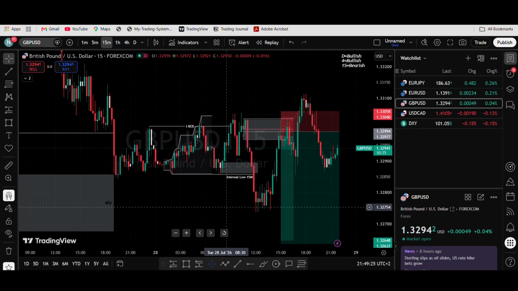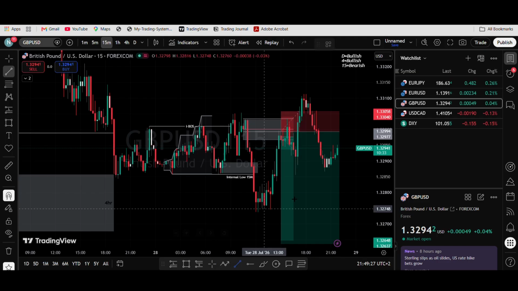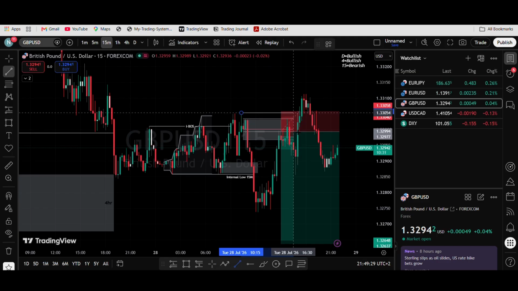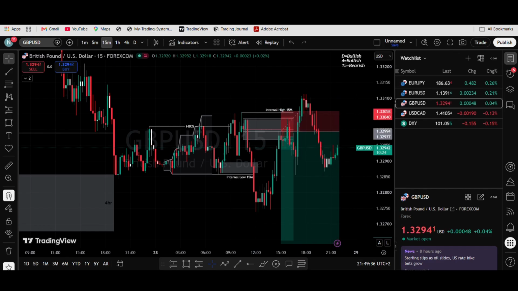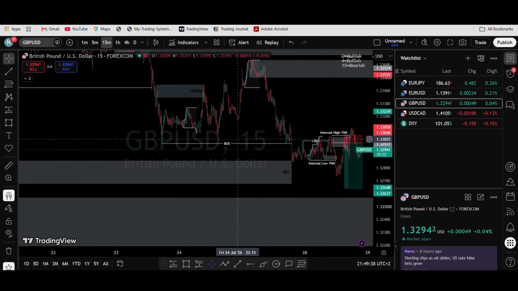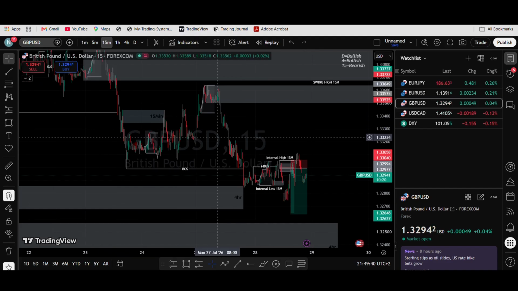Cool. Okay, this would have been the internal high before the break. There. Right, cool. Let's see. 4 hours bearish, right? We had a boss yesterday. 4 hours bearish, comes into this 4-hour zone, right?